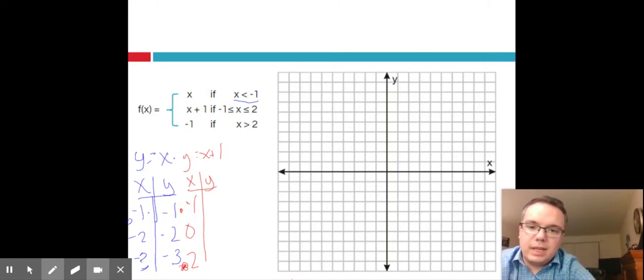So if I plug in negative 1 for x, negative 1 plus 1, I get 0 out for y. If I put 0 in for x, 0 plus 1, I'm going to get 1 for y. If I put in a 2 for x, 2 plus 1 is 3, so I get a 3 for y.